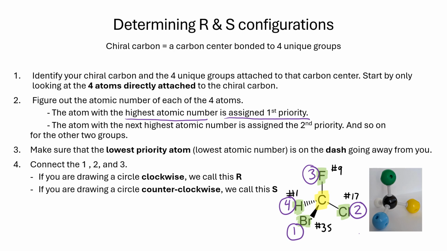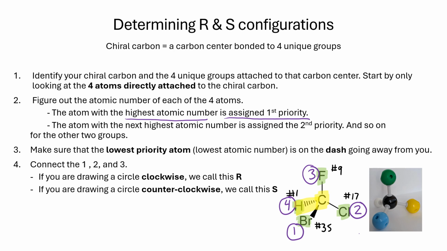The third step of all this is to make sure that the lowest priority atom is on a dash going away from us. And in this case, it very much is. We can see that right here. I'll highlight in yellow that hydrogen is on the dash going away from us. And if it's not, we will have some strategies in another video to talk about what to do with that.